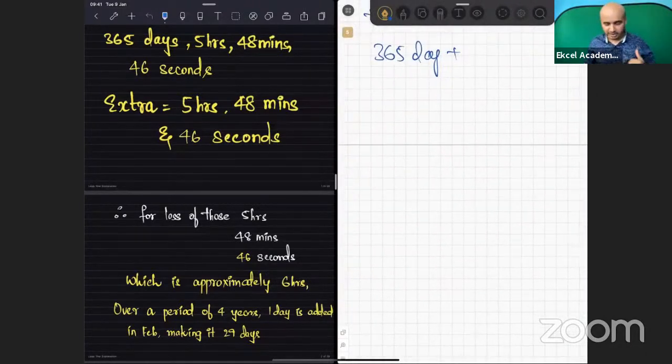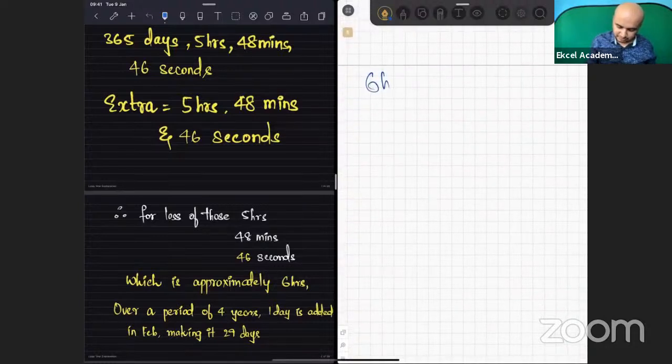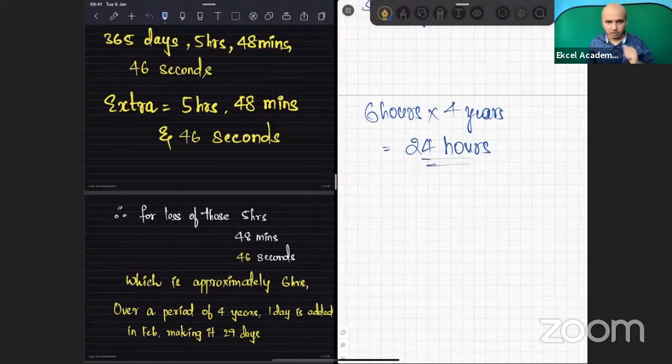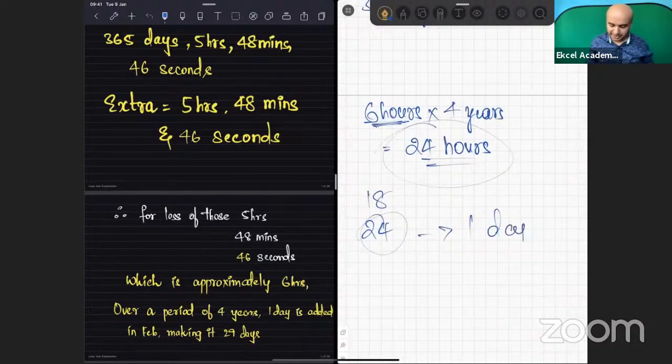So when we ignore the 6 hours for 4 years, what will happen? We get 24 hours, don't we? So now we have one additional, whole day. This happened over a period of 4 years. The first year we ignored, so we accumulated 6 hours. The second year we ignored, we again accumulated 6, now it has become 12. The third year also, now it has become 18. The fourth year, it has become 24 hours. For that reason, every fourth year we add one additional day. That's why in leap years we have this one extra day.